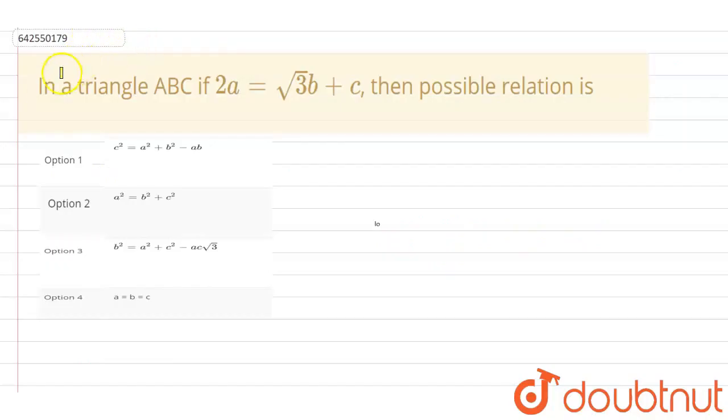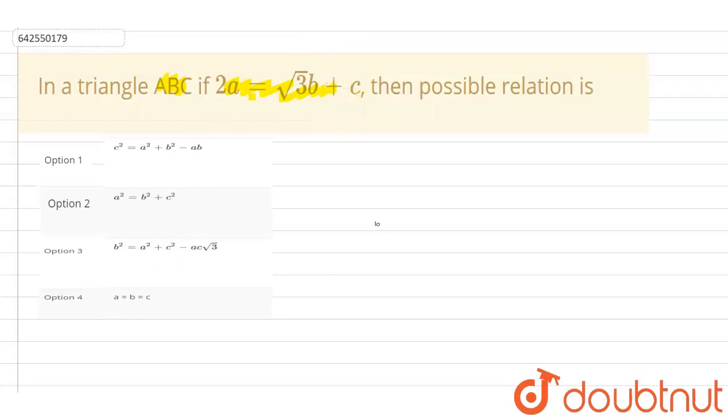In this question, we are given that in a triangle ABC, if 2a is equal to root 3b plus c, then the possible relation is, and we are given the options: option 1, option 2, option 3 and option 4. First of all, we need to find the relation between a, b and c. If you see in the options, the relation is only between a, b and c. For that, we are given that 2a is equal to root 3b plus c.